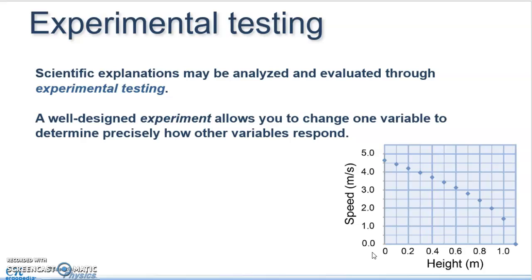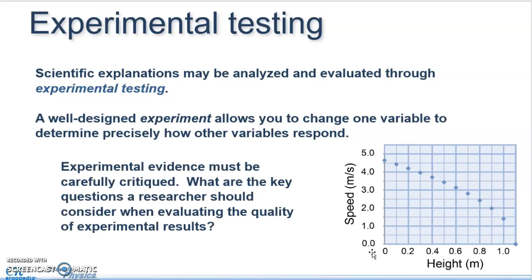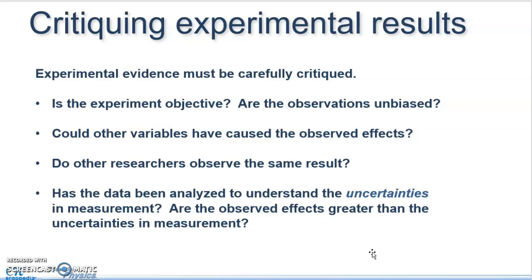All right, experimental testing as well will give you objective and repeatable information, and that would be gathered through completing an experimental investigation. So if you're critiquing the experiment, is it objective? Are the observations unbiased? In other words, did you want a certain outcome from this experiment, and perhaps could you have modified or altered the data in some way? Could other variables have caused the observed effects? That's why it's important to control the constants within the experiment and also have a control group. And then do other researchers have the same result? If you get a great result from an experiment, then your work should be published, and then others should repeat the experiment.